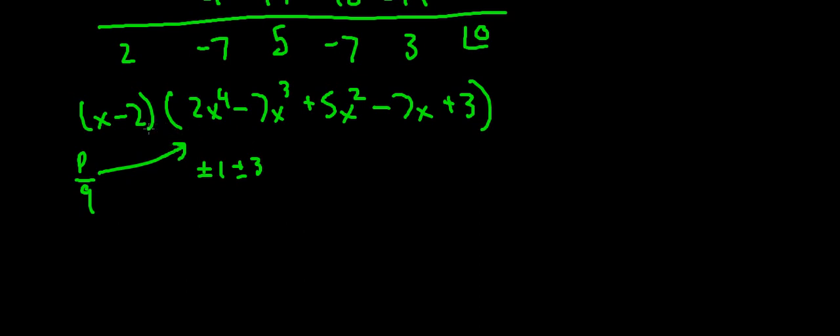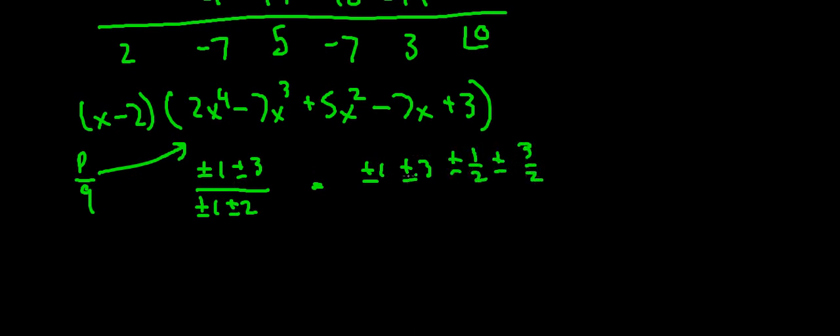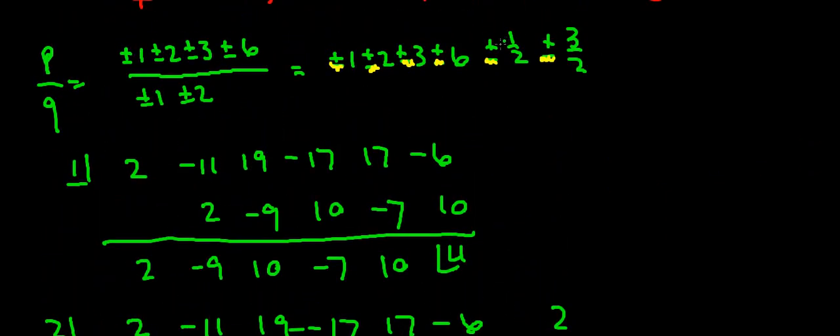And for the coefficient of the leading term, it's plus and minus 1 and plus and minus 2. So my possibilities are plus and minus 1, plus and minus 3, and then plus and minus 1/2, and plus and minus 3 over 2. But we already tested 1 and that wasn't it. So for this polynomial, the possible zeros are plus and minus 3, plus and minus 1/2, and plus and minus 3 over 2. And what I can do is eliminate 6.